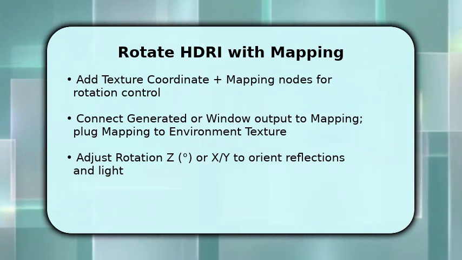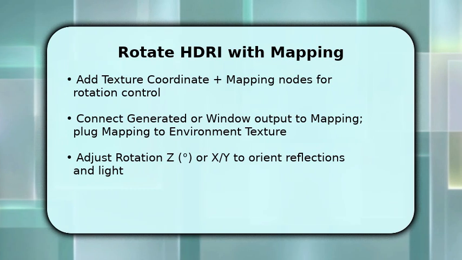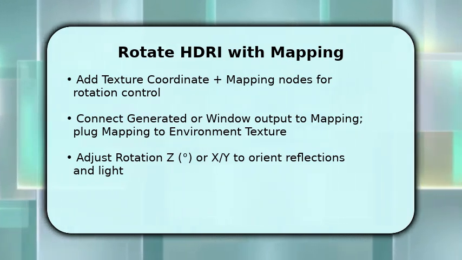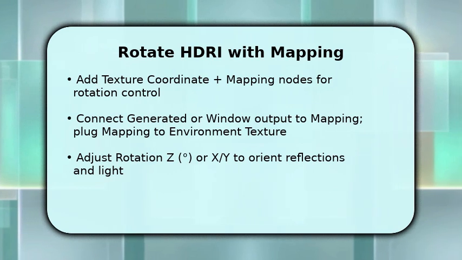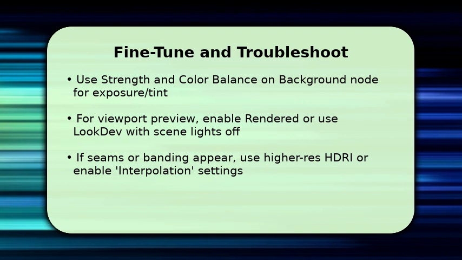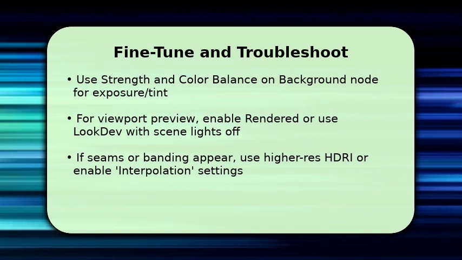You do this because rotating the HDRI changes incoming light direction and reflected highlights, giving you direct artistic control over shading and composition. Finish by dialing background strength and color for exposure and tint so the HDRI matches your scene mood. For reliable previews, switch the viewport to rendered or use Look Dev while disabling scene lamps so you see only HDRI lighting. If reflections look offset, recheck mapping inputs and ensure environment texture uses non-color for color-sensitive nodes.